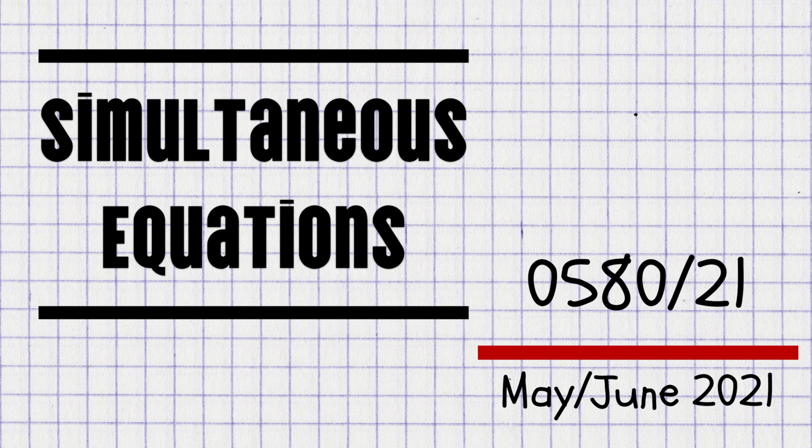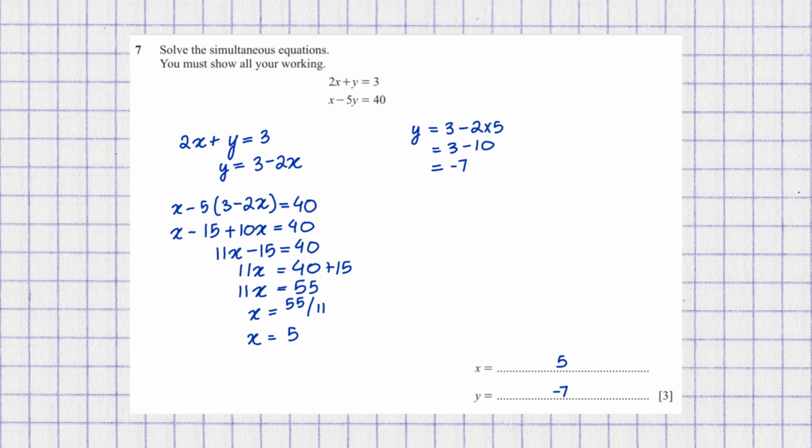Today we're doing a past paper question on simultaneous equations, which is question 7 from paper 2, variant 1, May-June 2021. So let's get started. The question says to solve the simultaneous equations. You must show all your working. The equations given are 2x + y = 3 and x - 5y = 40. Okay, so let's solve this using the substitution method.